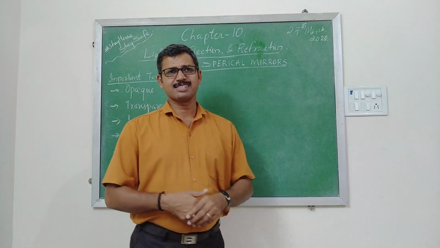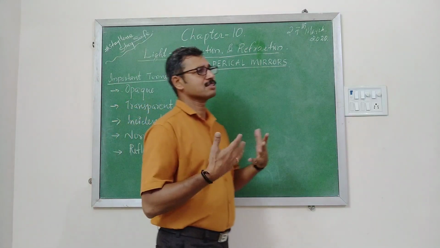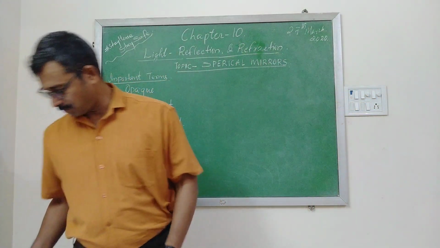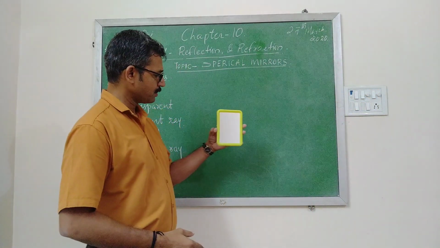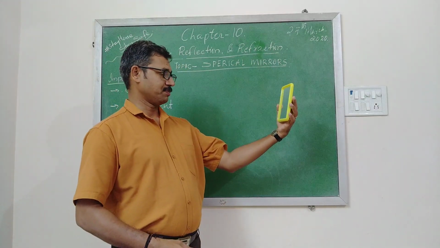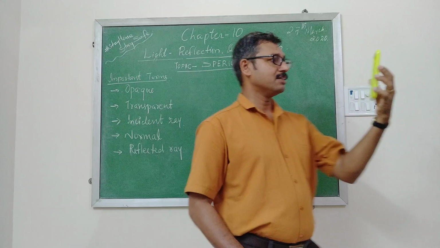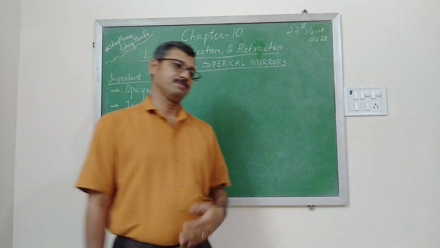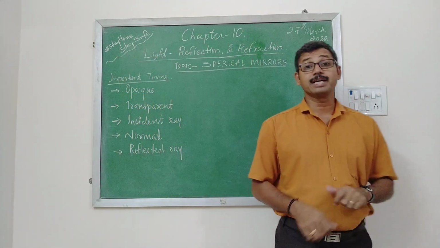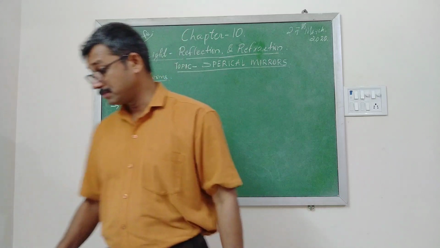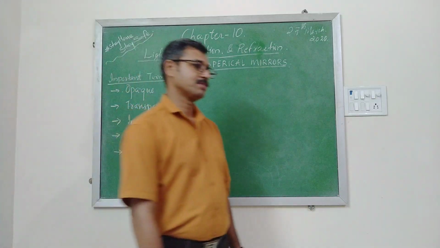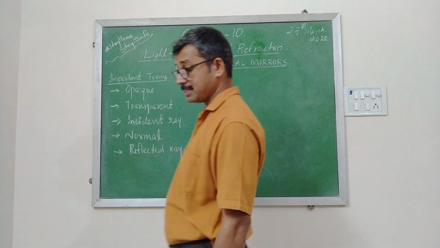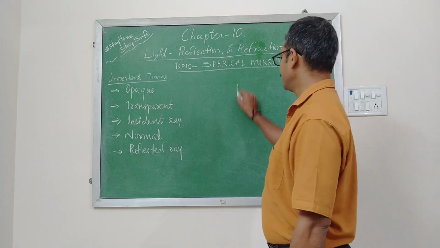Now, some properties of this plane mirror we are going to study. Here it is a plane mirror, through which we can see. While we are seeing things through this plane mirror, one thing you know is that our left becomes right and the right becomes left. So we can say it is laterally inverted.